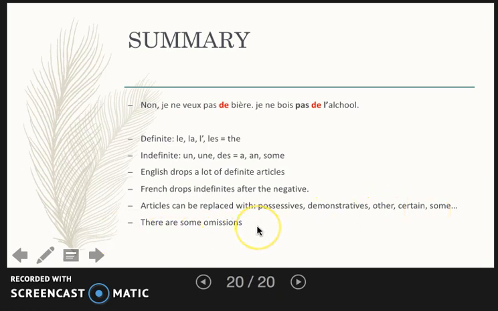And there may be some omissions, but in general, if you're ever unsure and you're directly translating and you think, oh man, it doesn't sound good, this works with "a" or "some," throw in a "the," because it'll probably work. If you have any questions, let me know, but I hope that was helpful.